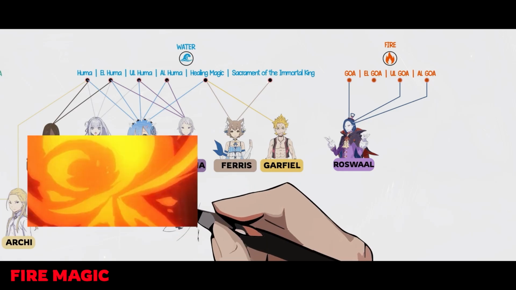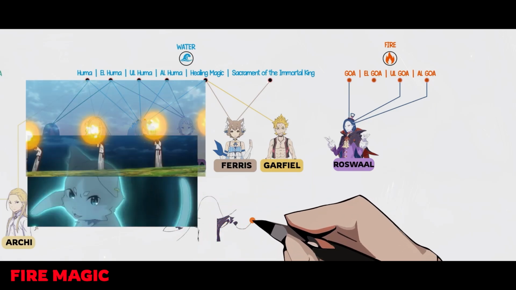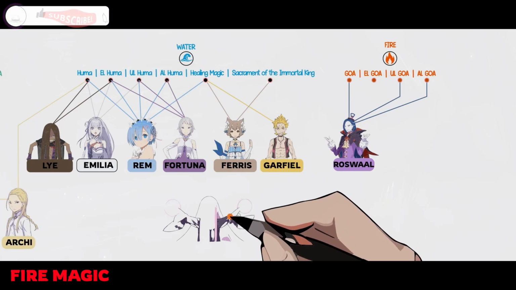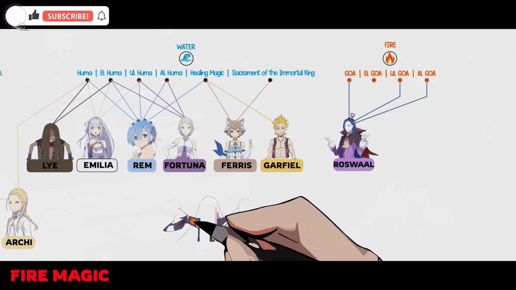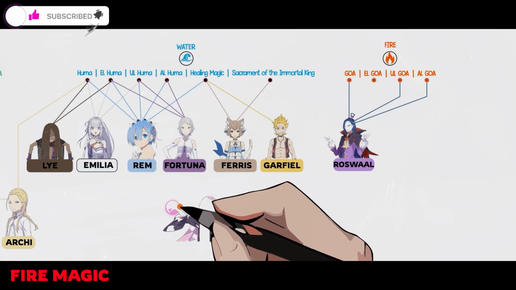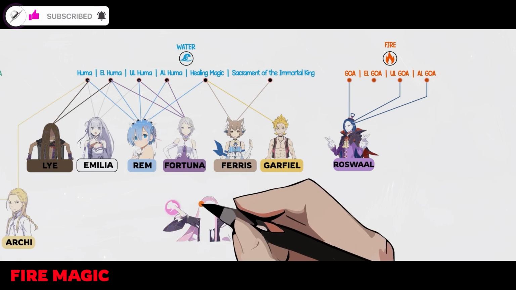Gawa, the user manifests a blaze of fire to incinerate their foes. El Gawa, fire rains down on an opponent. Or Gawa fires a large number of powerful fire bullets that scatter flames upon impact.